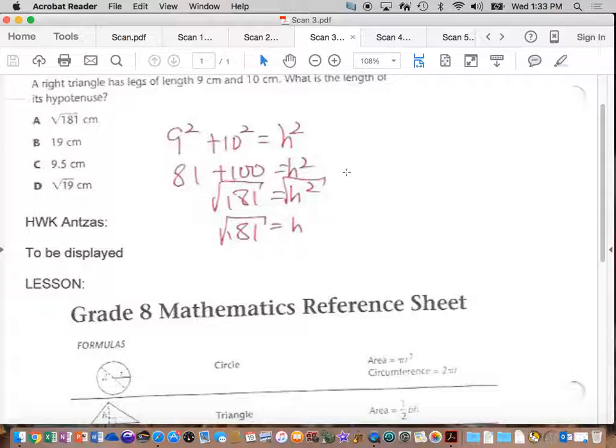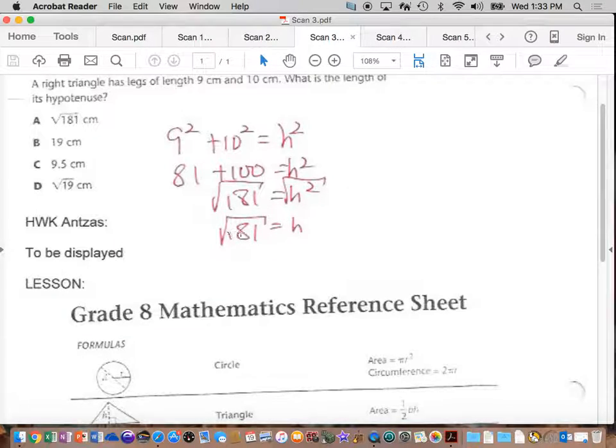Now, I do want to emphasize that when you do a problem like this, there's 2 possible ways to represent the answer. One way is when you get to the point where you're doing the inverse operations and you square root both sides, you just get the square root of 181. In this case, that is choice A. I should have circled it, sorry.